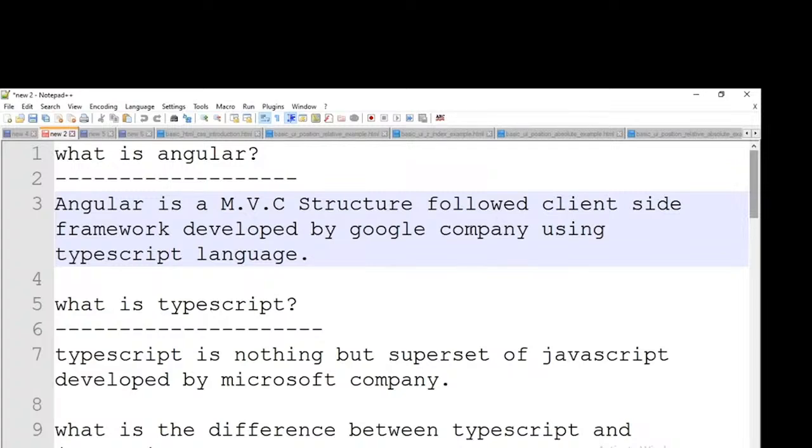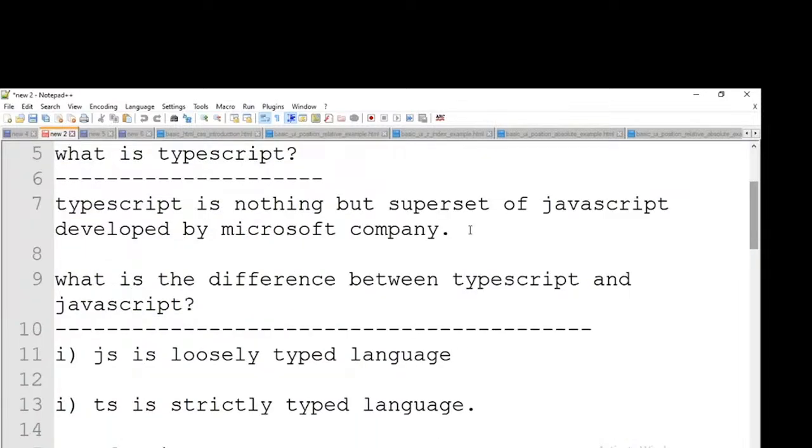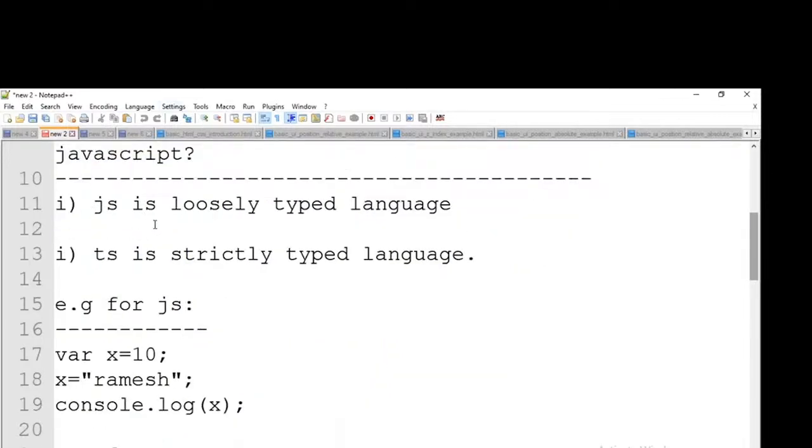Okay, right. So these are the differences. What is the difference between JavaScript and TypeScript? First difference is JS is a loosely typed language and TS is a strictly typed language. Here typed means data type. Whenever you are programming, we need to deal with data. So whenever you are dealing with data, there will be different types of data also.